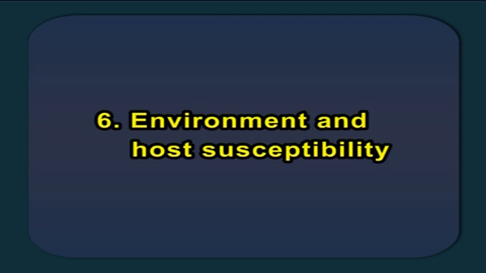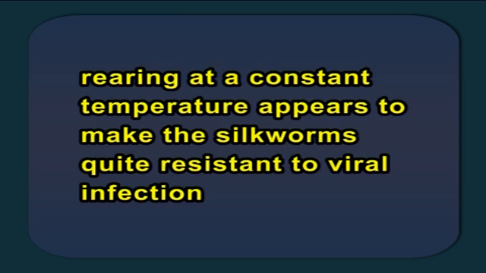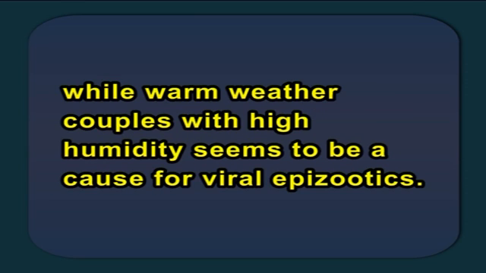The sixth aspect of our study is environment and host susceptibility. Ecological factors influence the epizootics by acting either on the virus or on the host. For example, rearing at a constant temperature appears to make the silkworms quite resistant to viral infections, while warm weather coupled with higher humidity seems to be a cause for viral epizootics. Significant correlations between the incidence of grasserie and temperature have been recorded.